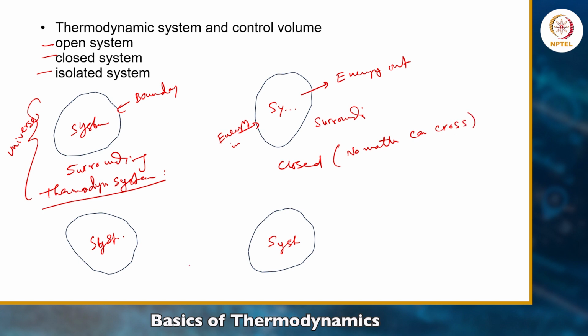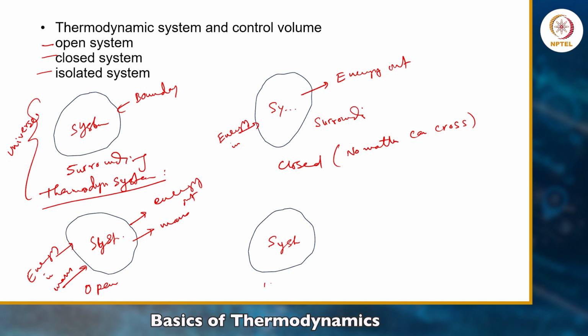But in an open system, let's draw one open system, there is energy in, energy out, mass in, mass out. So in an open system, both energy and mass can interact. But in a closed system, only energy can interact and mass cannot change.